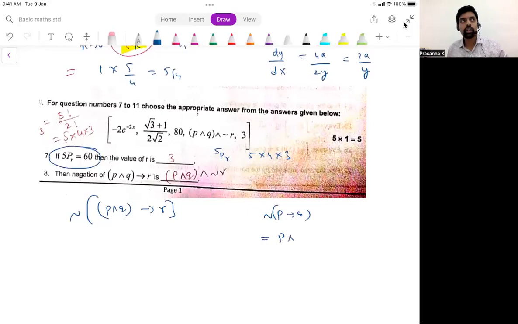Conditional becomes conjunction. Apply negation to the second term, you will get negation Q. So here the first term is P conjunction Q. Write down P conjunction Q as it is, no changes. Conditional becomes conjunction. Then apply negation to the second term, you will get negation R.